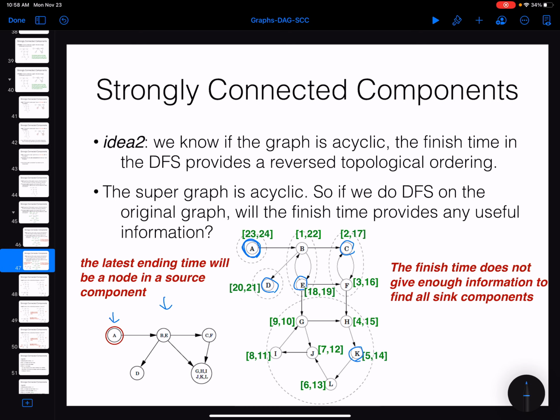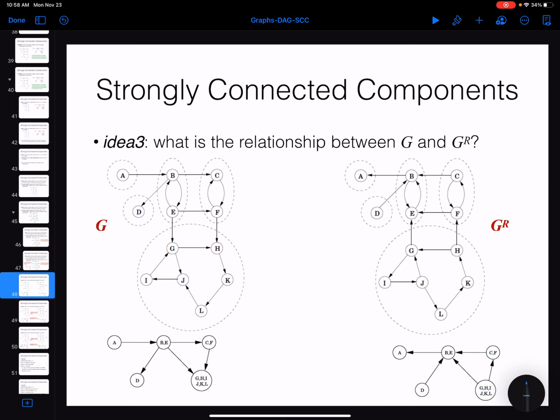What I can do here is to just use that trick of reversing the edges. So in the original graph that you have, reverse all the edges and create the reverse graph, GR. What is the relationship between G and GR? And what is the relationship between the supergraph of G and GR?